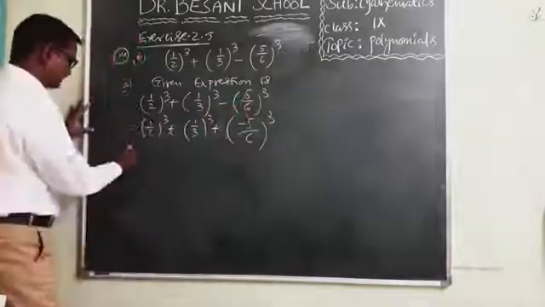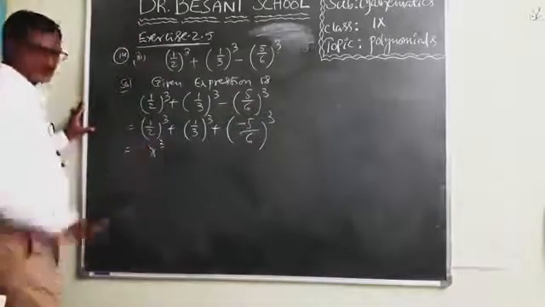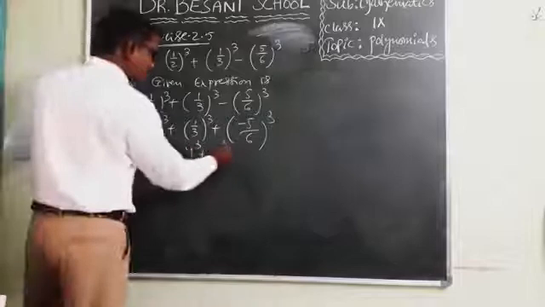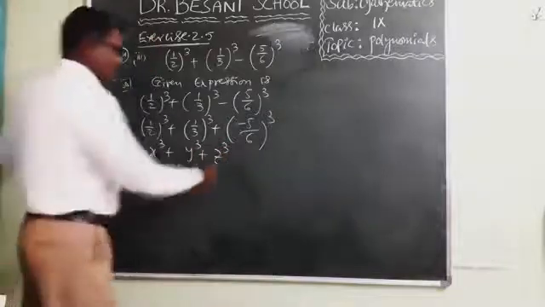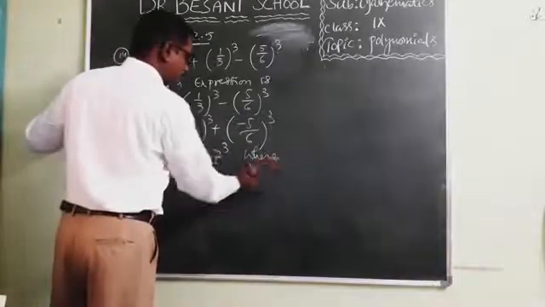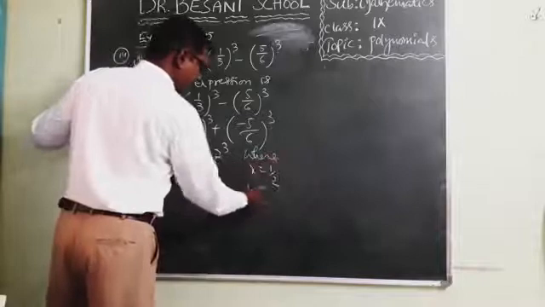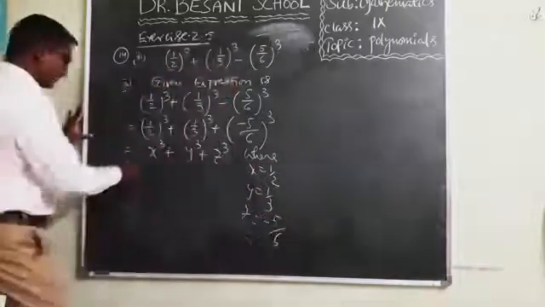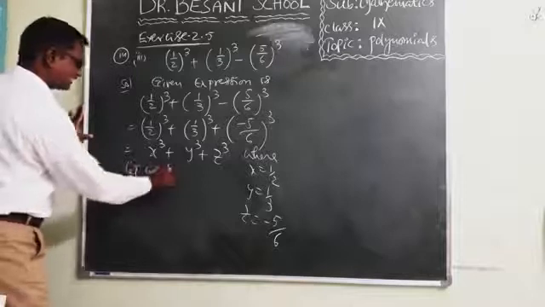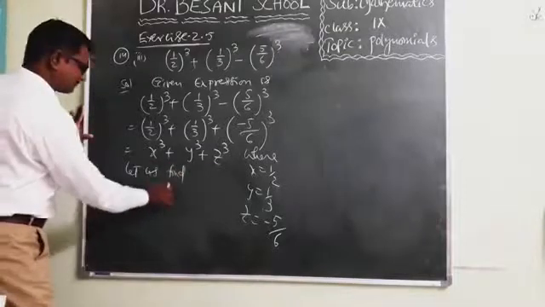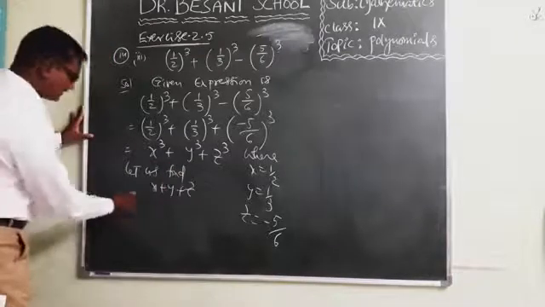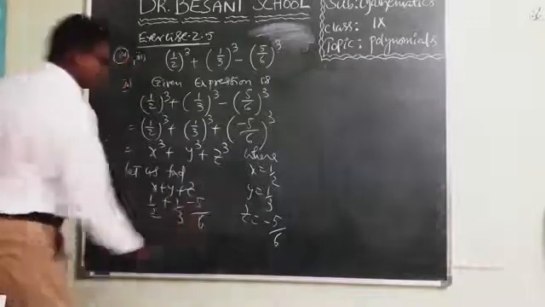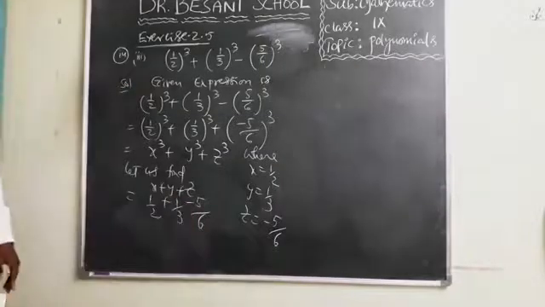So now observe. It is x³ where x equals 1/2, plus this is y³ where y equals 1/3, plus this is z³ where z equals −5/6. Now I will write x = 1/2, y = 1/3, z = −5/6. Now let us find out the x plus y plus z value. Now x is 1/2, plus y is 1/3, plus z is −5/6.